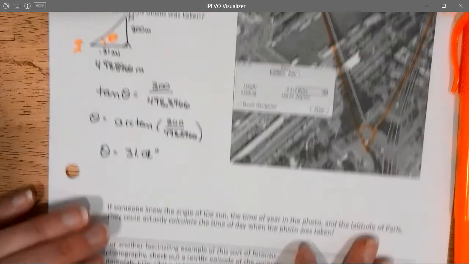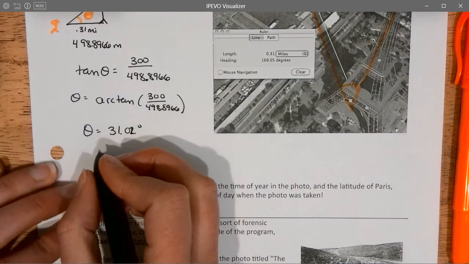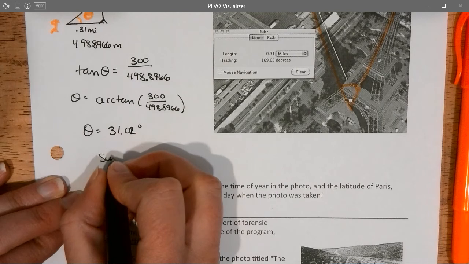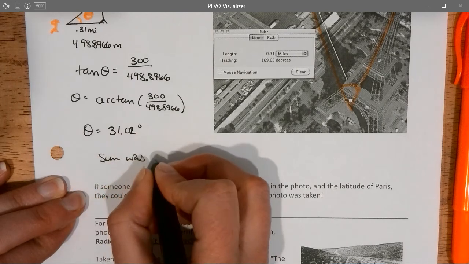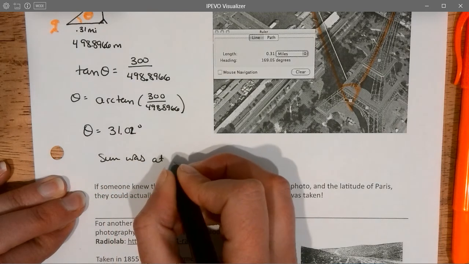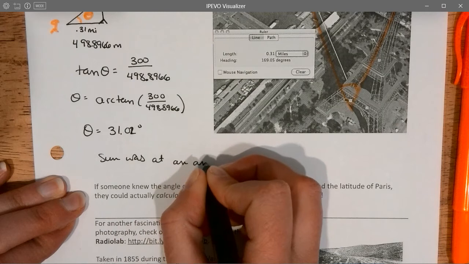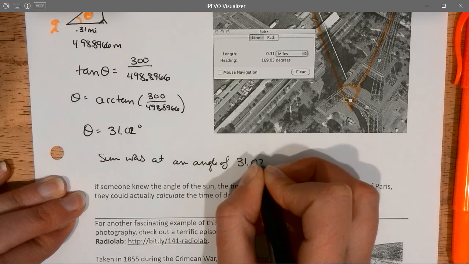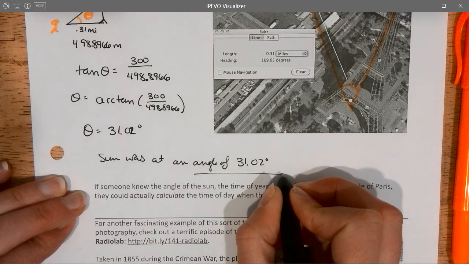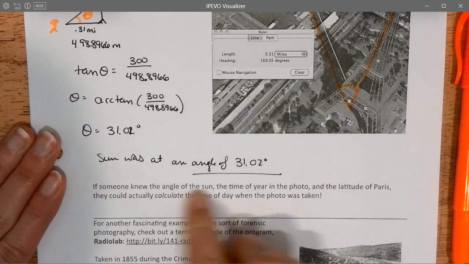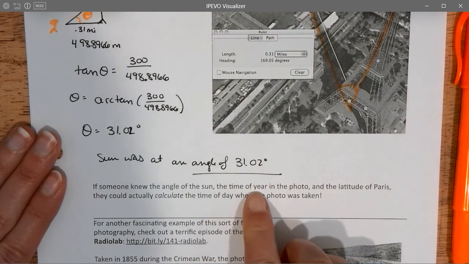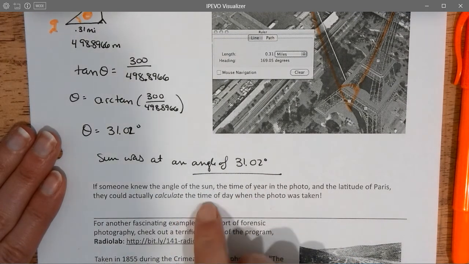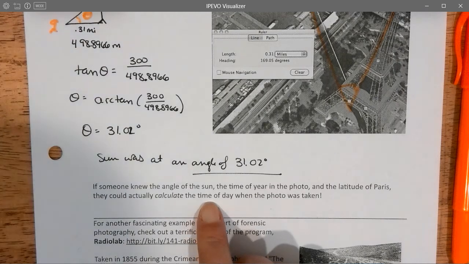All right, so the angle of elevation of the sun in this photo was at an angle of 31.02 degrees. All right, now if someone actually knew the angle of the sun that time of year in the photo, they knew when the photo was taken, we could calculate the time of day that this photo was taken.